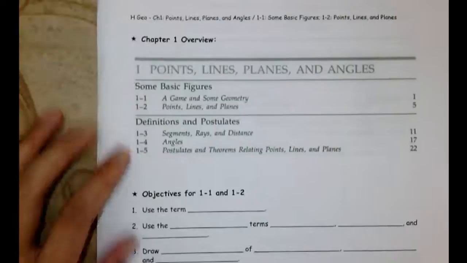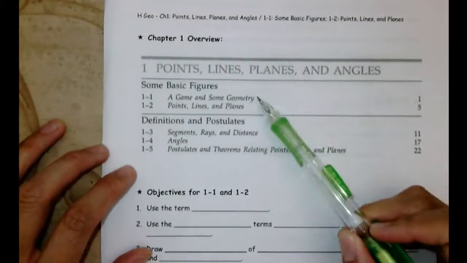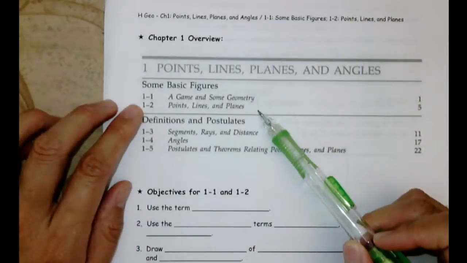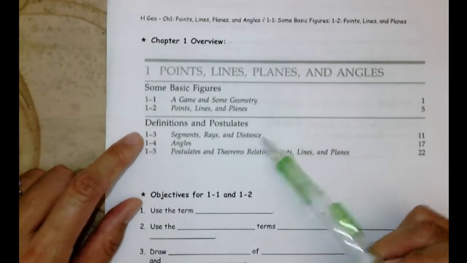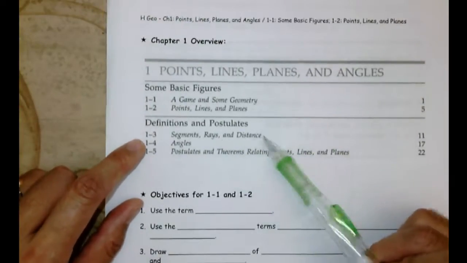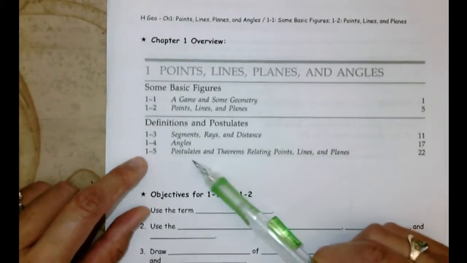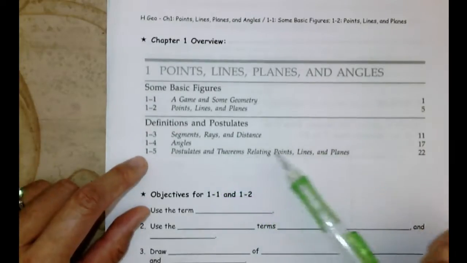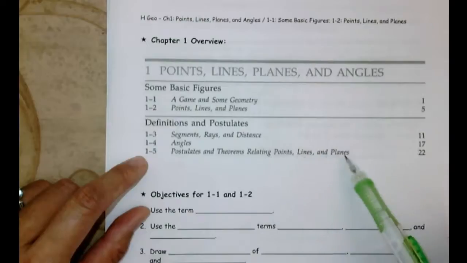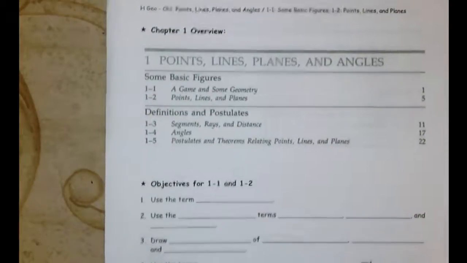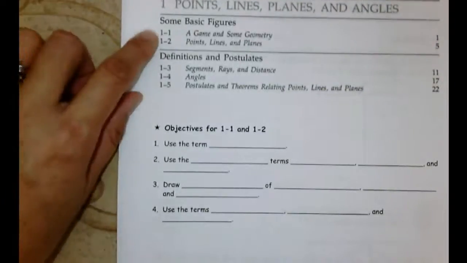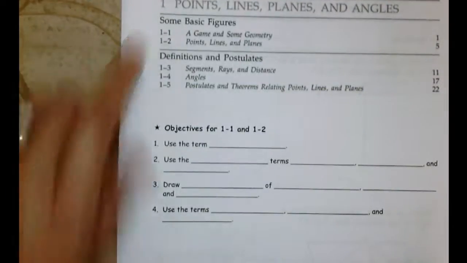Here is what we are going to cover in chapter 1. Sections 1.1 and 1.2 are in this packet, and then we have 3 more packets that cover segments, rays, and distance, and then angles, and then we learn 2 postulates, the points, lines, and planes, and theorems. All right, so let's go over the objectives for these 2 sections, which are in this packet.